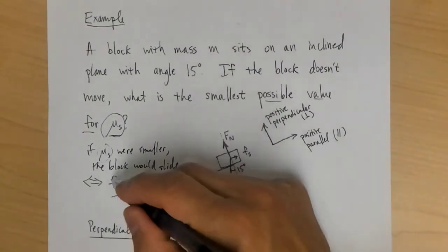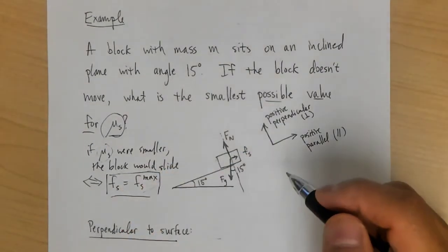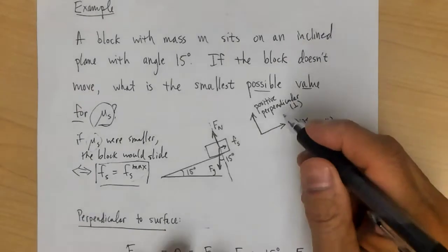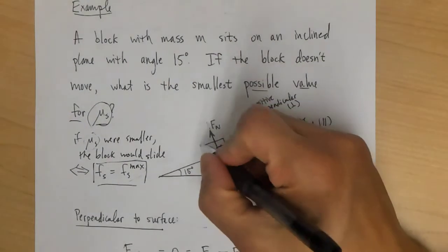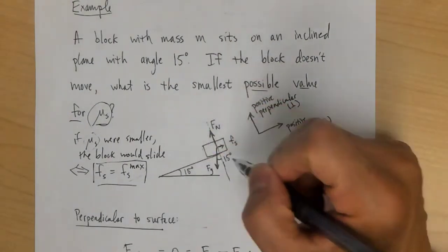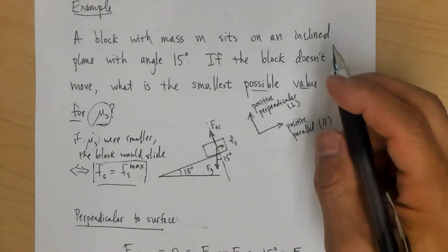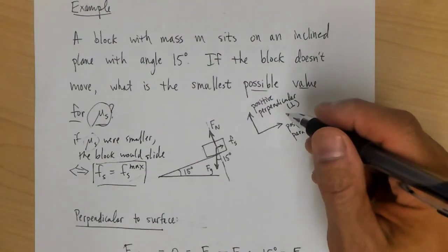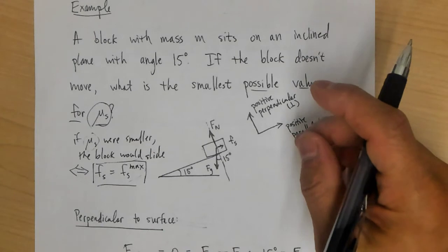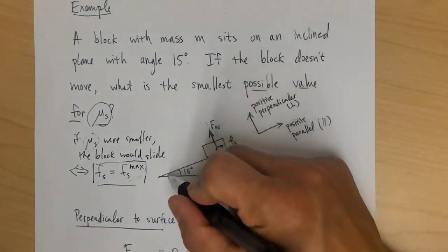So that's what we're looking for. We're looking for setting Fs equal to Fs maximum. So now let's analyze the problem. If you're not familiar with inclined planes, take a look at the supplement from Thursday's lecture, the one called Applying Newton's Laws.